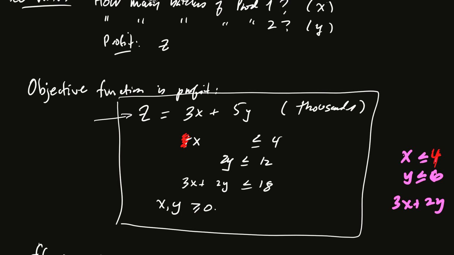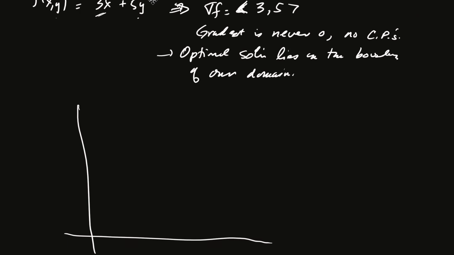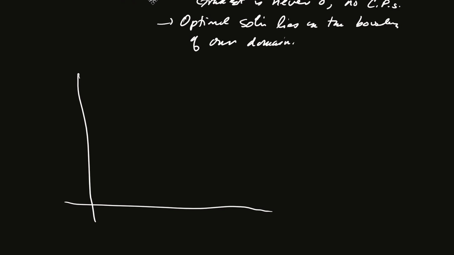Now I think we're ready to see if we can plot this. So this is not going to be to scale. Let's see, 1, 2, 3, 4, 5, 6. So x is less than or equal to 4. Okay, y is less than or equal to 6. So we're in this region here.